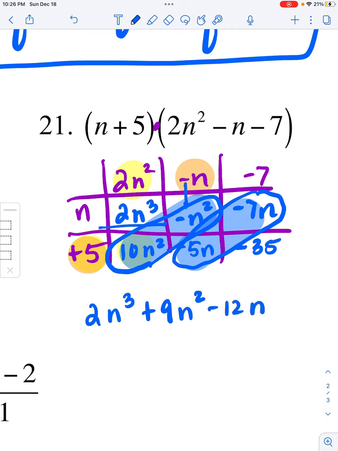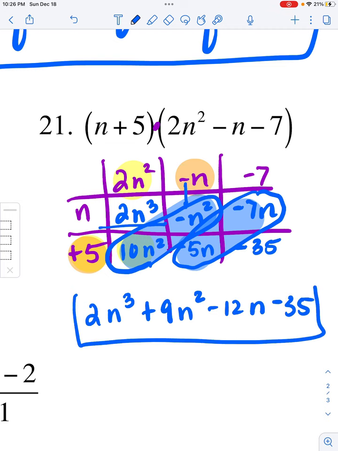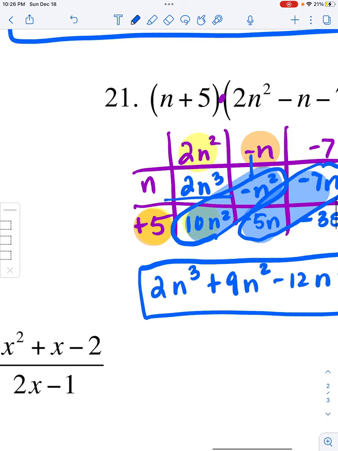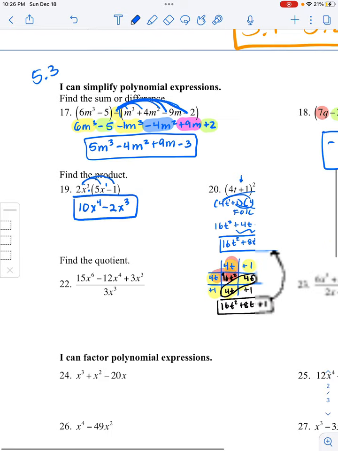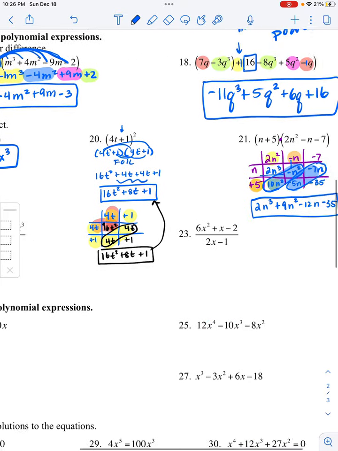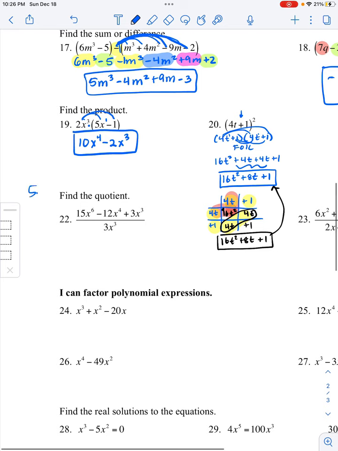Keep in mind that in this stage, I am not changing the powers. I'm just collecting like terms. And then the bottom right has a constant of negative 35. What did I miss? Okay, so then that's the end of 5-3. The next thing we did was 5-4. Actually, these are backwards because technically this next thing was 5-5.